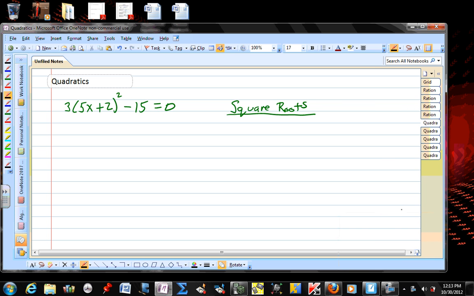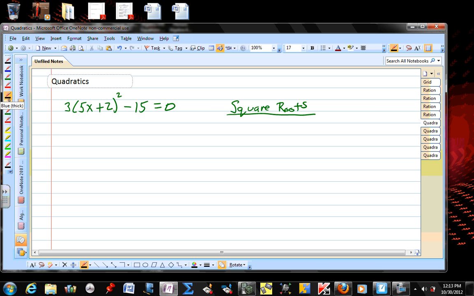In this video, we're going to look at some quadratic equations, and there are different techniques that can be used to solve quadratic equations. Sometimes we get to choose which technique to use. Sometimes we're told what technique to use. In this problem, we're being told to solve this equation by extracting square roots.